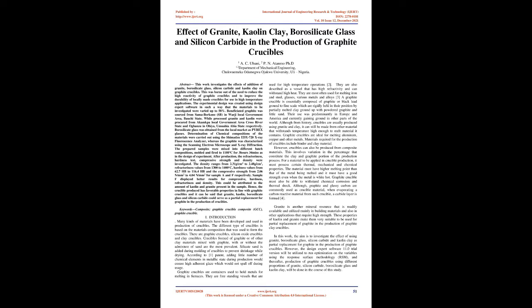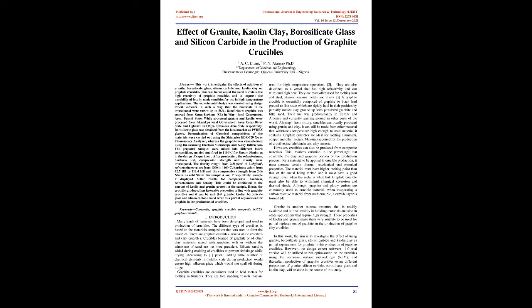Introduction. Many kinds of materials have been developed and used in production of crucibles. The different types of crucibles are based on the material composition that was used to form the crucibles. There are graphite crucibles, silicon oxide crucibles and clay crucibles. Crucibles formed of graphite or of other clay materials mixed with graphite, with or without the admixture of sand, are the most prevalent. Silicate sand is added during molding of crucibles to prevent shrinkage while drying. According to one patent, adding a small number of chemical elements in metallic state during production would ensure a highly adherent glaze which would not spall off during usage.